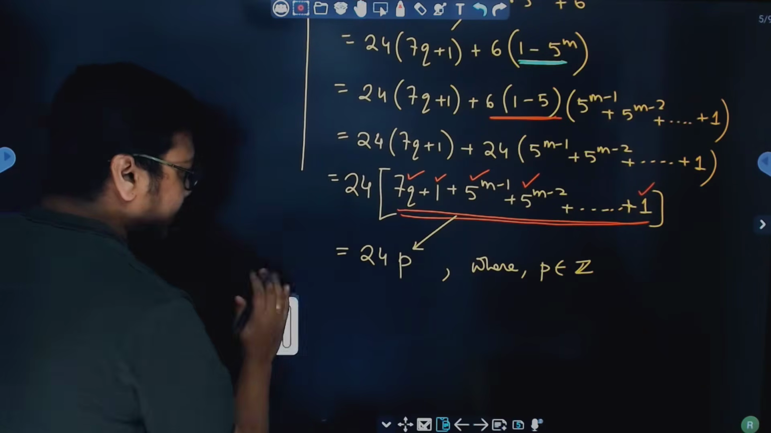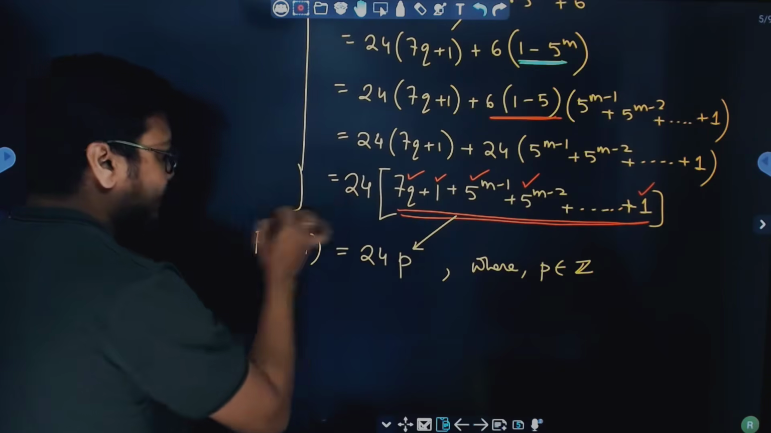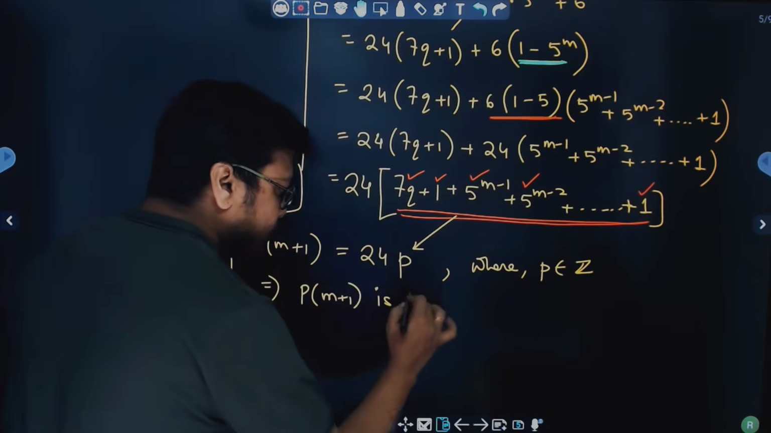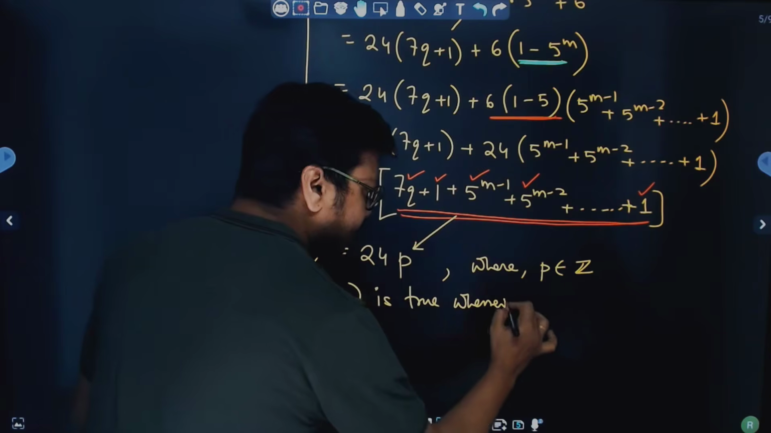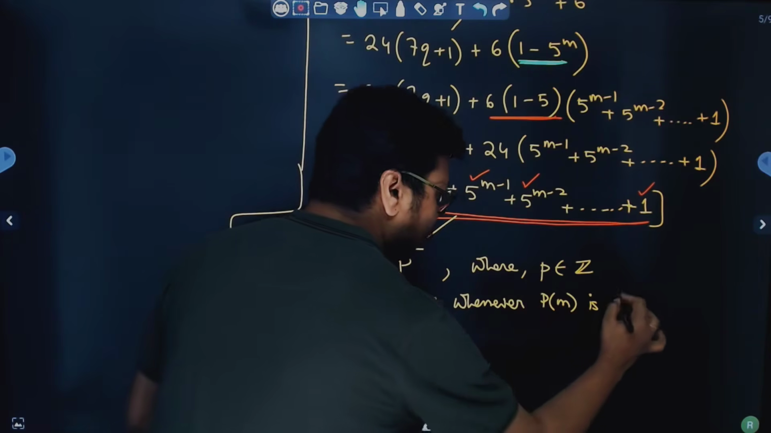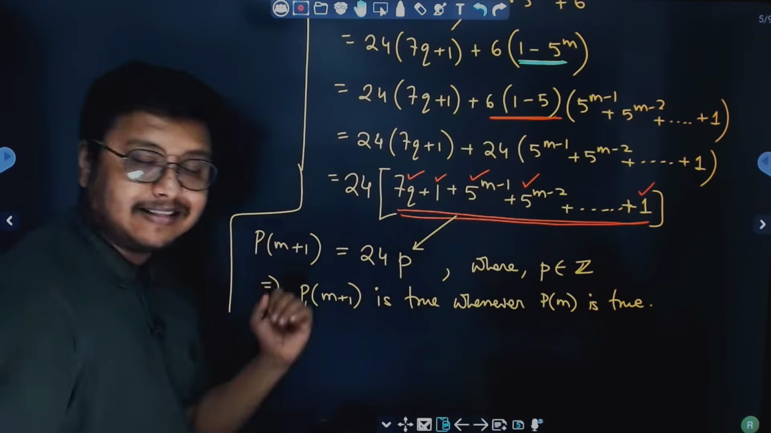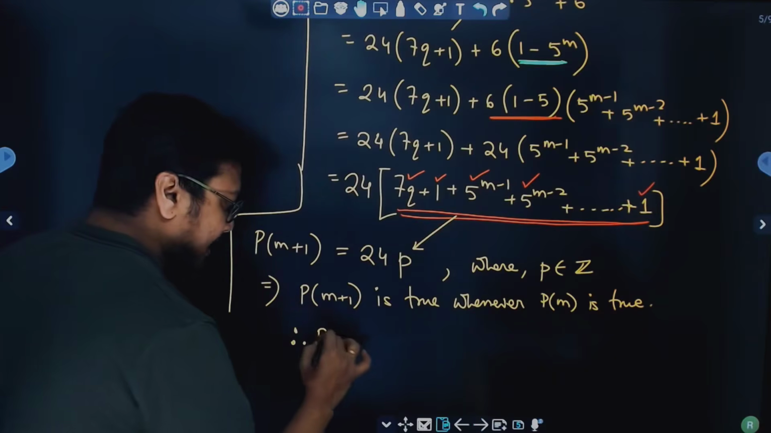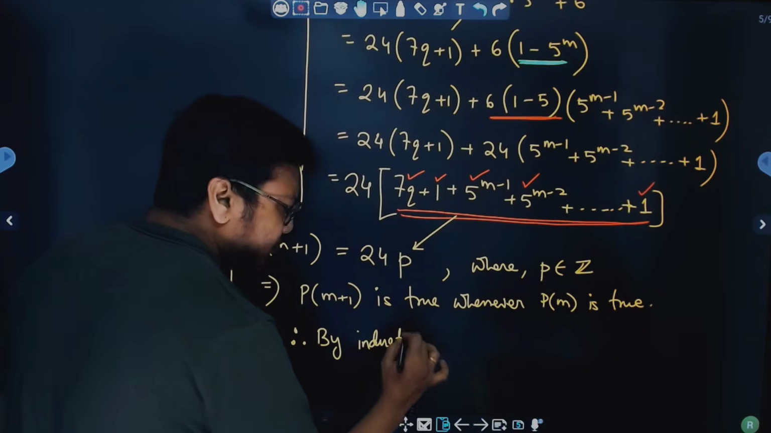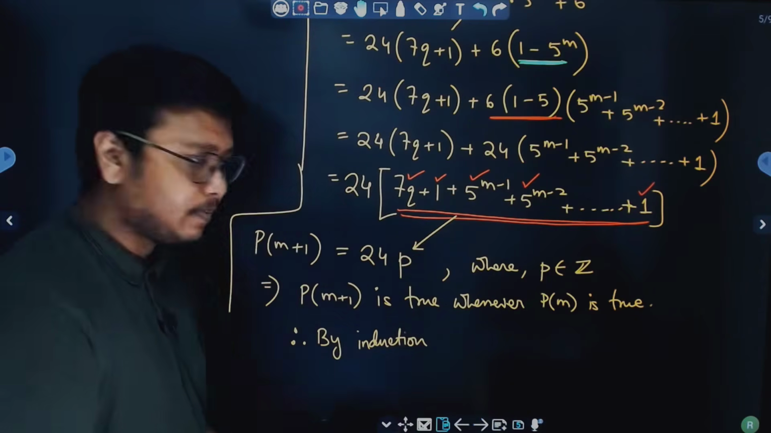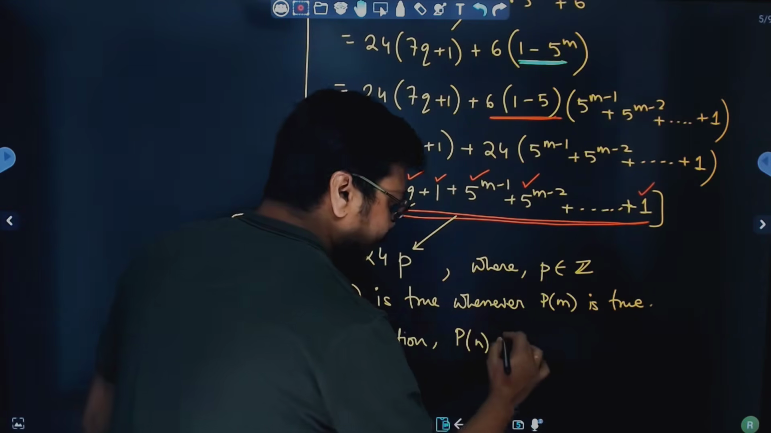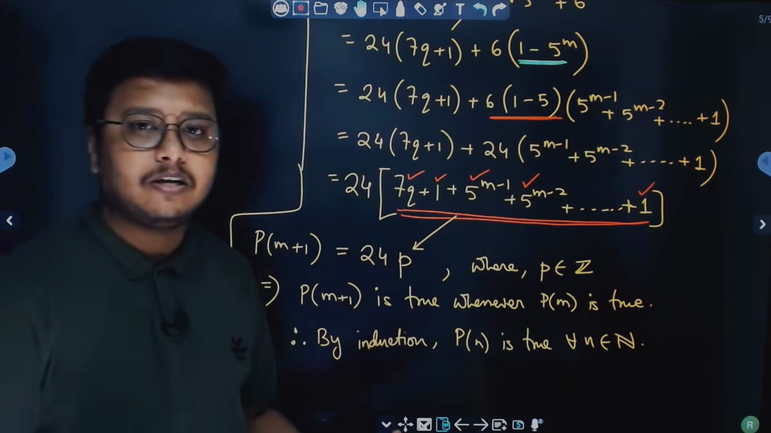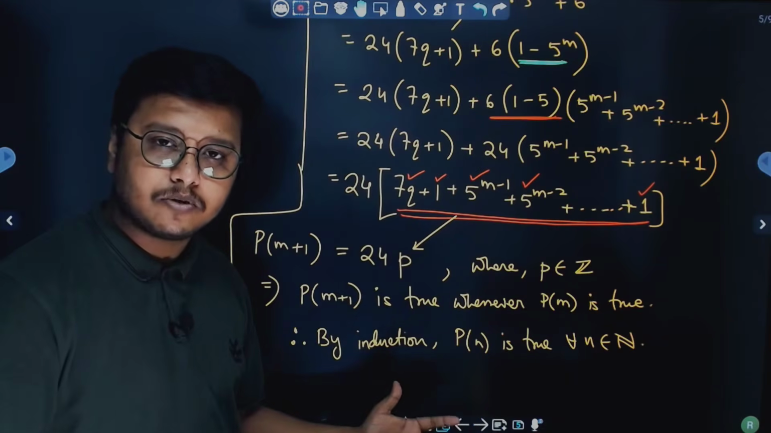Our P(m+1) is 24 times an integer, which would mean that P(m+1) is true whenever P(m) is true, because I took the help of the mth statement in order to prove the m plus 1th statement. So therefore, by induction, or I should be more specific actually over here, by first principle of induction, P(n) is true for all n belongs to natural numbers. Okay, so this is how we go through the problems of induction.